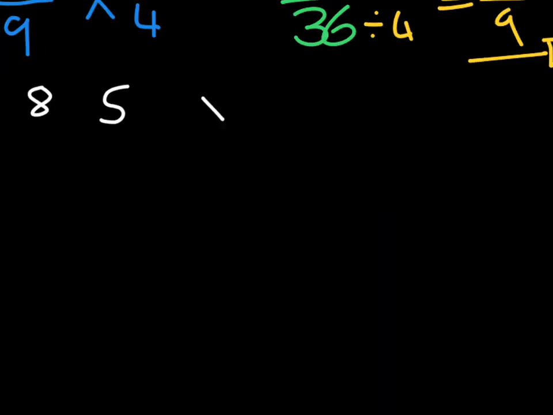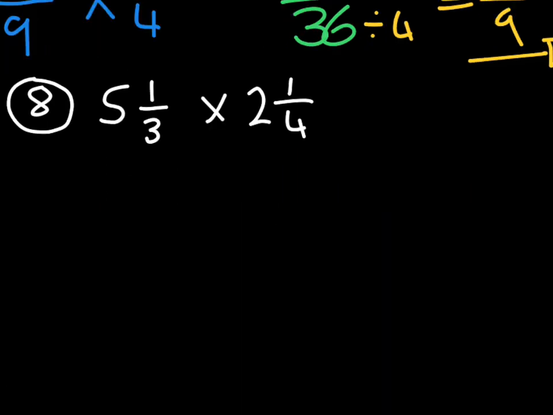For question 8, we're once again asked to multiply mixed numbers. Now, we will once again do the same thing we did in the previous example, and that was turning the mixed numbers into improper fractions. So, we say 5 times 3 is 15, plus 1 gives us 16. So for the first fraction, we will have 16 over 3, and for the second one, 2 times 4 is 8, plus 1 is 9. So that becomes 9 over 4.